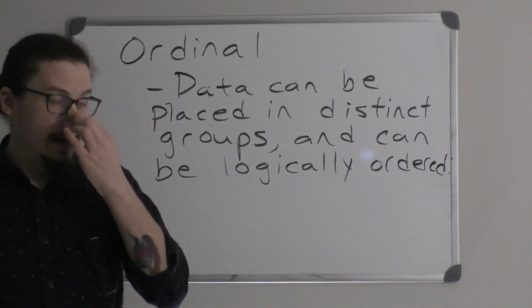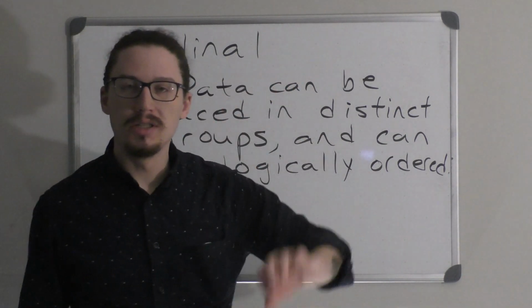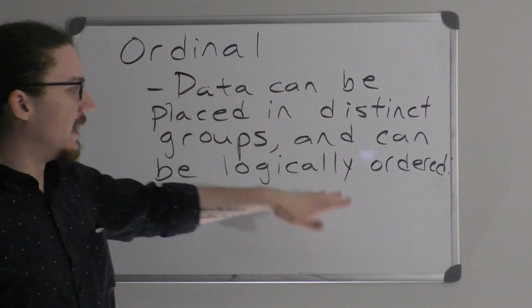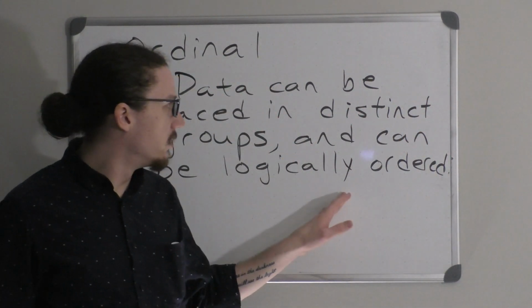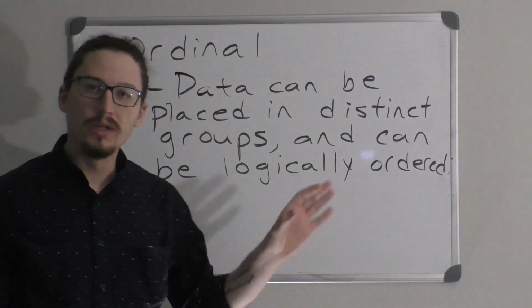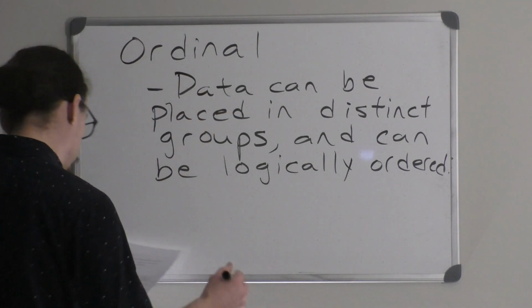Right, and as we already mentioned, it can be logically ordered. So it's got the same properties as the preceding level of measurement, but then it has something unique to itself. Ordinal scale data can be placed into distinct groups and categories. It can also be logically ordered.